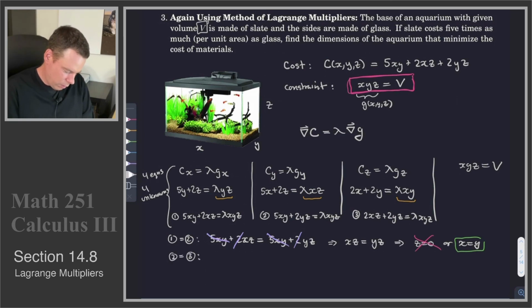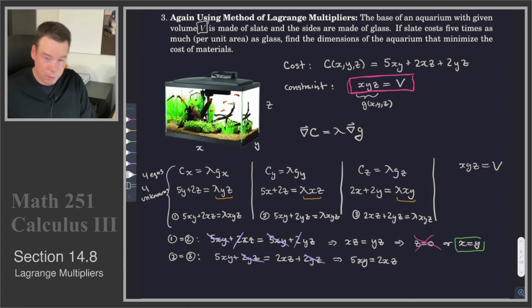I can also take equation 2. That's got to equal equation 3. So we have that 5xy plus 2yz is equal to 2xz plus 2yz. And again, the 2yz's cancel. This tells us then that 5xy is equal to 2xz.